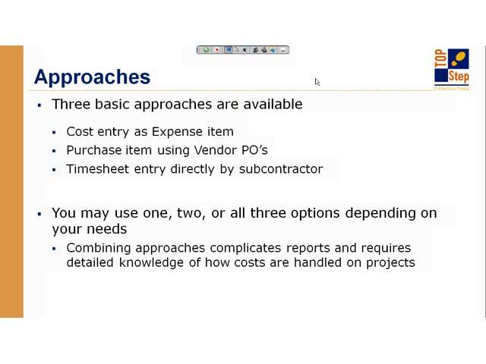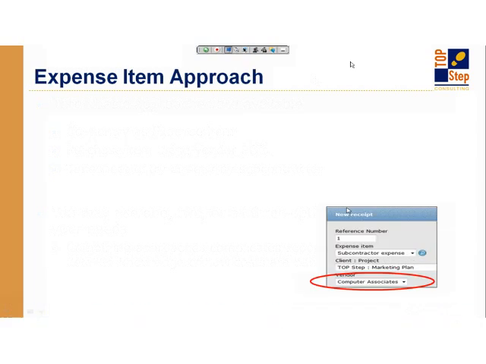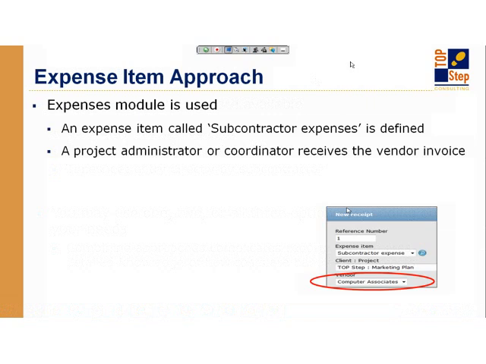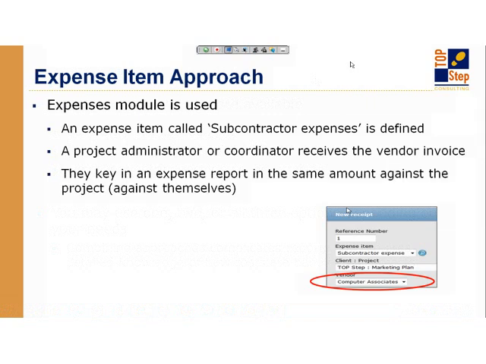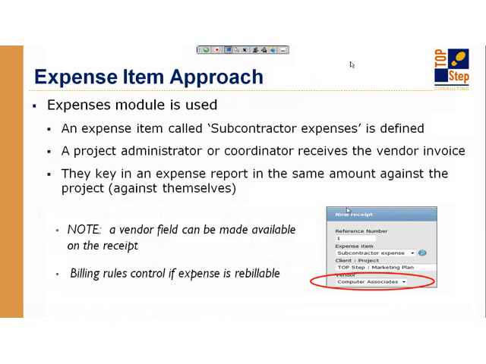What do we have to watch out for so that you have something to take away as you look at your own system? So, the expense item approach. This is the most basic approach for subcontractor management, and really what it is, is treating a subcontractor as just an expense, similar to taking the team out for lunch or going on an airfare or paying for your cell phone. It's really a cost against the project.